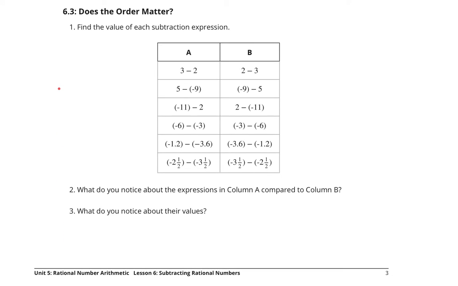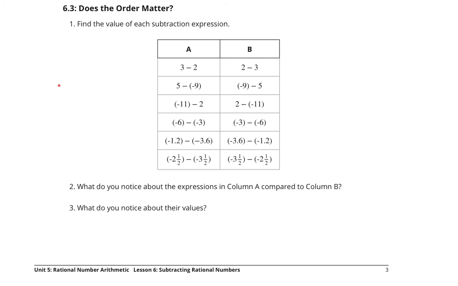Activity 6.3, does the order matter? And we want to look at the order here. Is there a difference between 3 minus 2 and 2 minus 3? Remember what that minus means. It means the distance between them. And the sign is important. 3 minus 2, there's a distance of 1 unit between those two things. 2 minus 3, there's also a distance of 1, but it would be a negative 1. And you can figure this out with a number line.